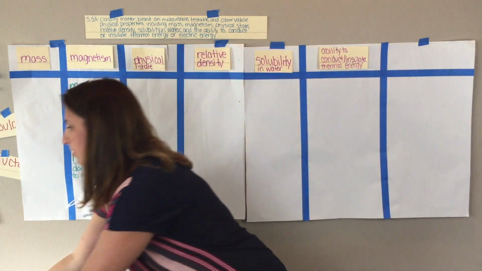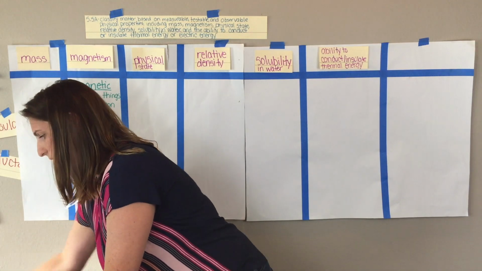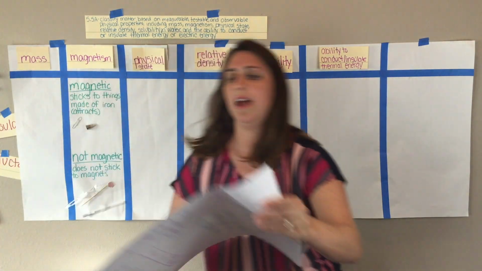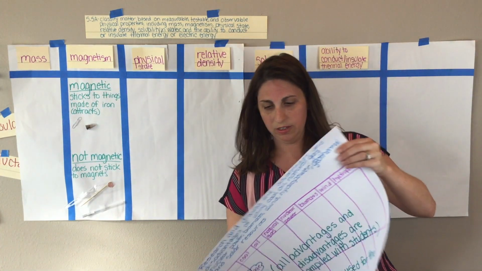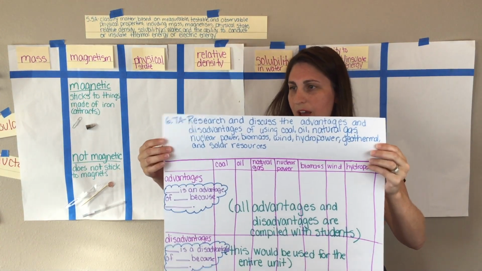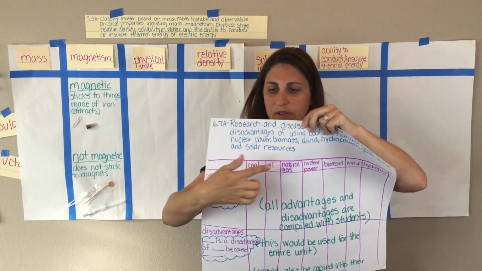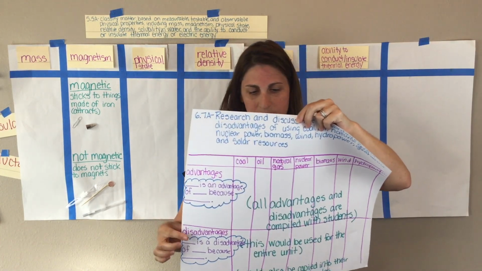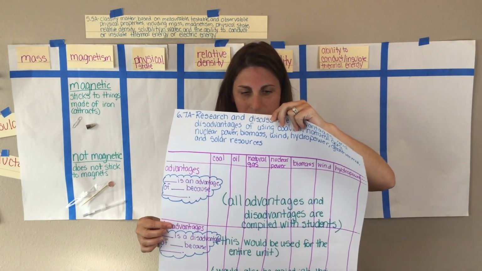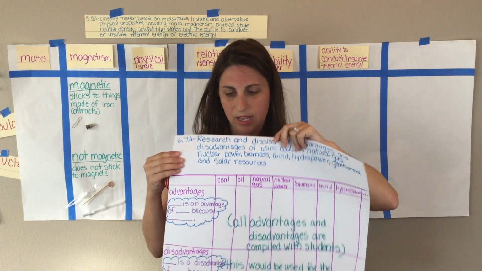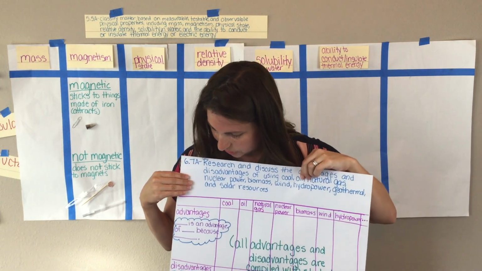Here's another example of one for 6th grade, focusing on the different types of energy. We have our TEKS, and this is obviously a small model. We have the different types of energy, advantages, and disadvantages, and then this would be filled out with the kids as they explore each different type of energy.